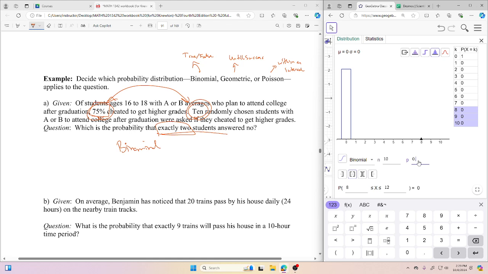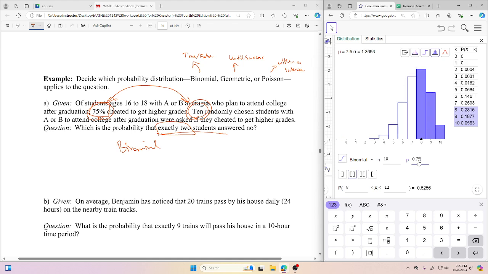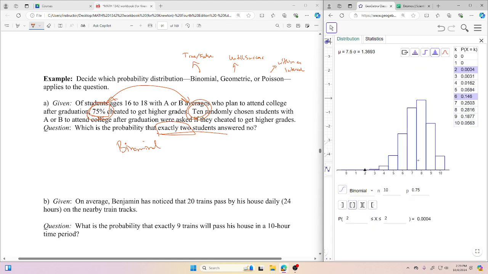Probability is 75. And then they're saying exactly 2, which, well, I have right there. Look at that. They're not asking for that at this point. They're just asking, is it binomial or not? And so we did it. We're cool. But I wanted to keep going. Is that good? Okay, cool.